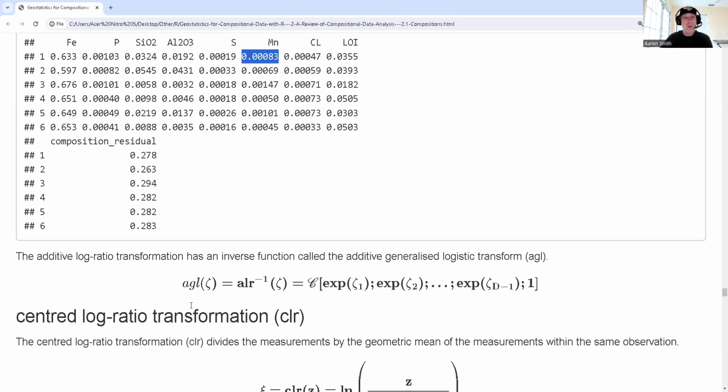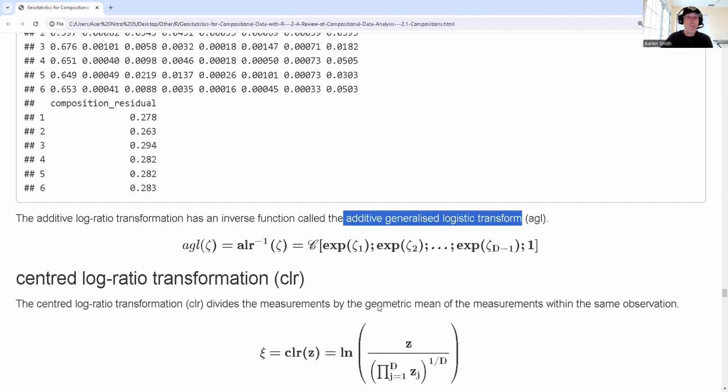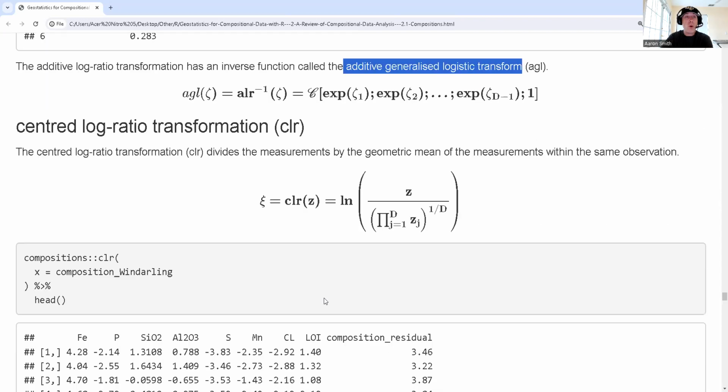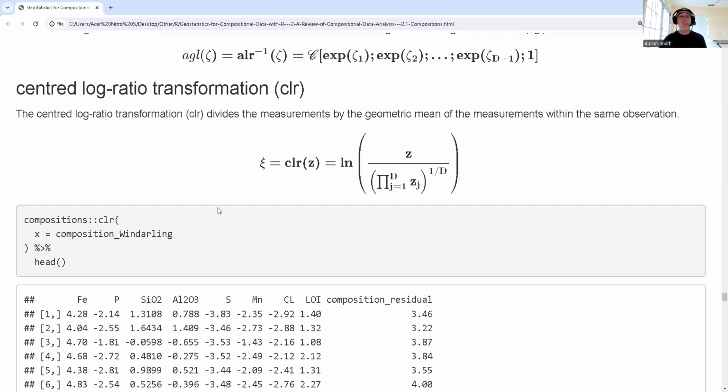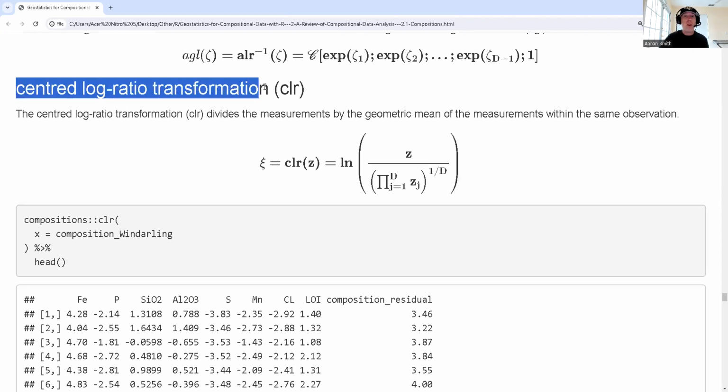Now, this inverse is called the additive generalized logistic transform, and here's just the equation presentation of it. It has a special name, the additive generalized logistic transform. All right, now the next one to talk about is the centered log ratio transformation. This one does it a little bit differently.